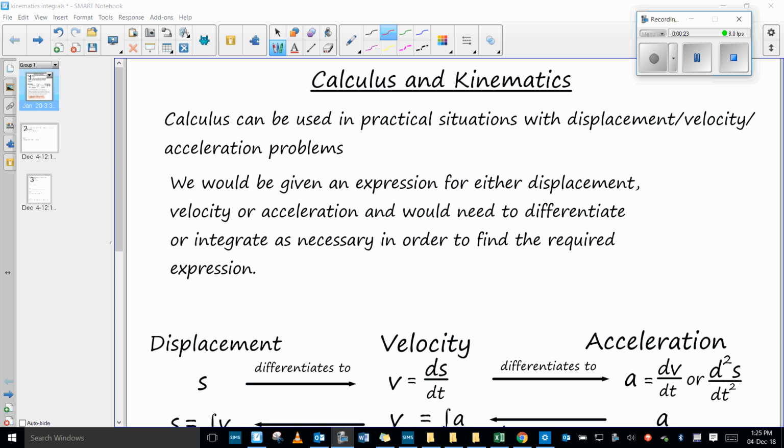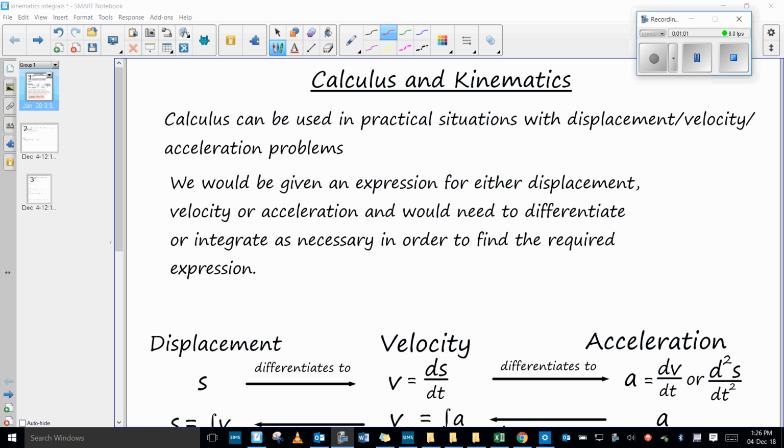Alright, so calculus and kinematics. Calculus will be used in practical situations with displacement, velocity and acceleration. You would have learned about this probably briefly for your IGCSE. Does it ring any bells? No. All the expressions that you will be looking at have a variable of t because they're all to do with time. So displacement talks about the movement of a particle. The velocity is how fast it's going, and the acceleration is how fast the speed is increasing.